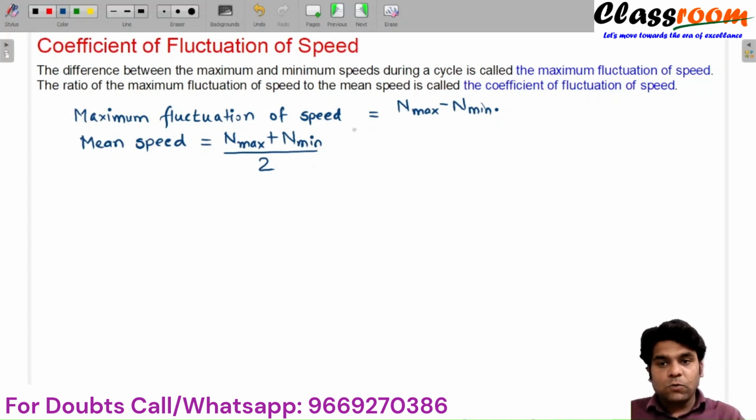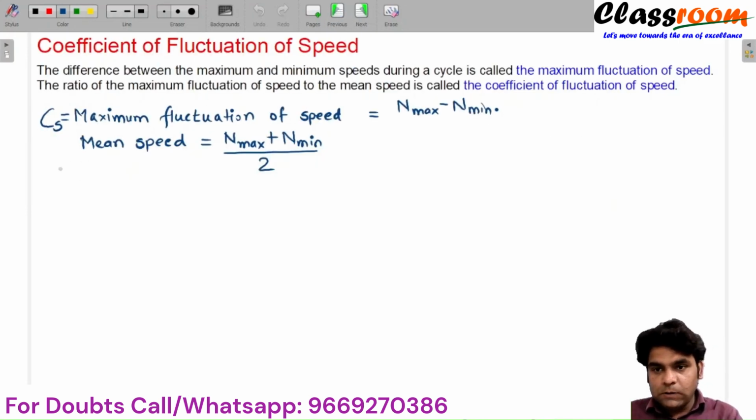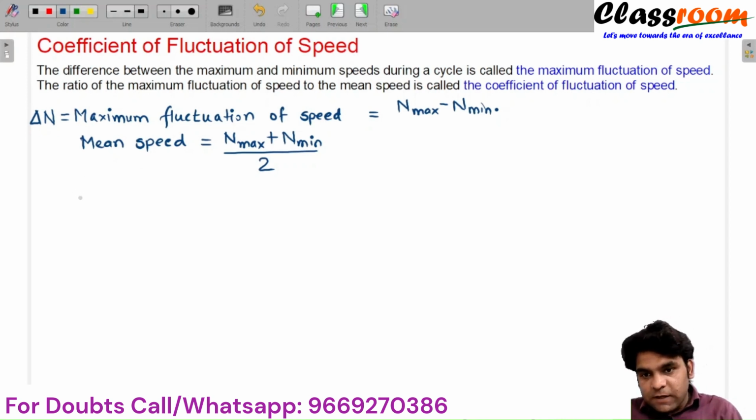So the coefficient of fluctuation of speed is denoted by C S, and the coefficient of fluctuation of energy is denoted by C E. Now, the coefficient of fluctuation of energy is the maximum fluctuation of energy divided by work done per cycle. Similarly, the coefficient of fluctuation of speed is the maximum fluctuation of speed, delta N, divided by N.